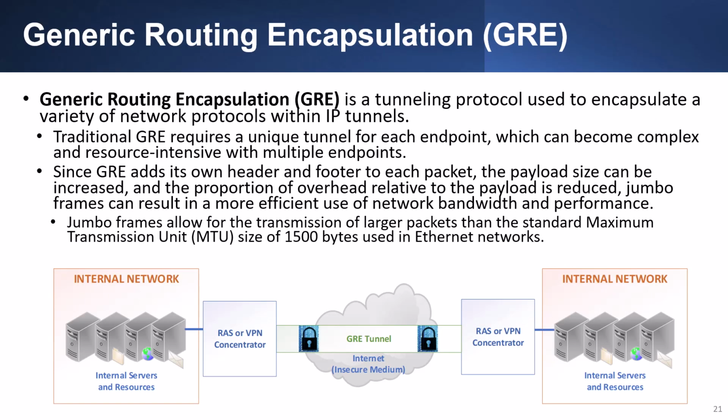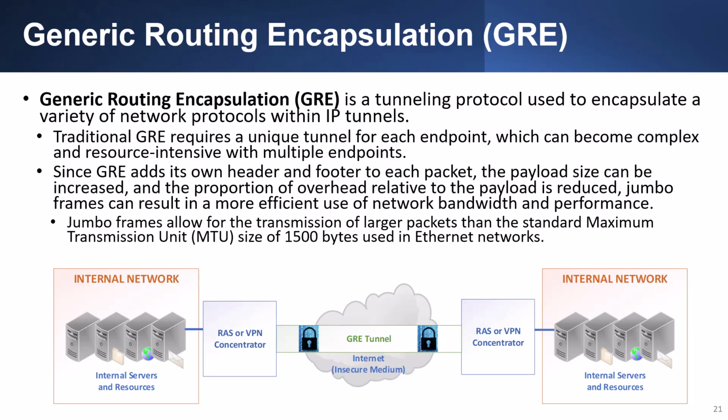Generic Routing Encapsulation, or GRE, is a tunneling protocol used to encapsulate a variety of network protocols within IP tunnels. Traditional GRE requires a unique tunnel for each endpoint, which can become complex and resource intensive with multiple endpoints. Since GRE adds its own header and footer to each packet, the payload size can be increased and the proportion of overhead relative to the payload is reduced.